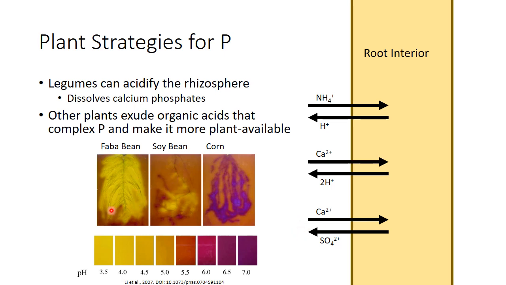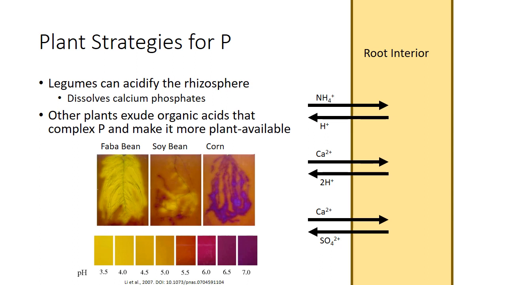So legumes acidify the rhizosphere to make phosphorus more available in neutral to alkaline pHs. And then corn can increase the pH of the rhizosphere, which advantages it in acidic soils. In acidic soils, lots of phosphorus is bound with aluminum and iron. As the pH goes up, there's less iron and aluminum in solution, and so the corn is actually able to get more phosphorus. So plants can modify the pH of the soil in order to get more phosphorus.